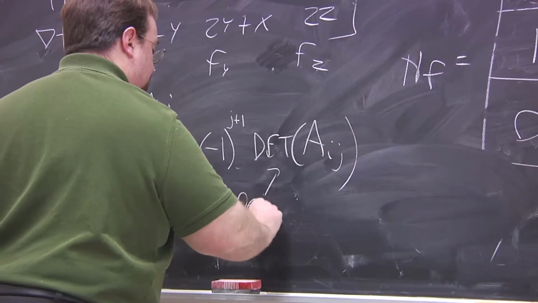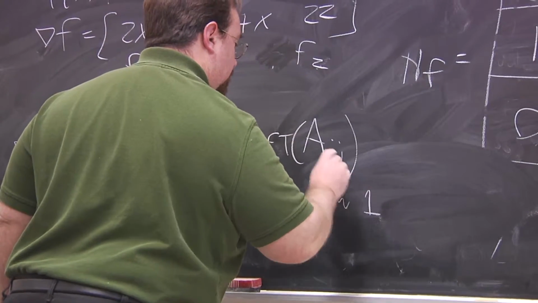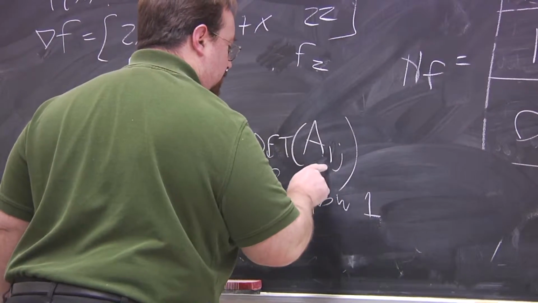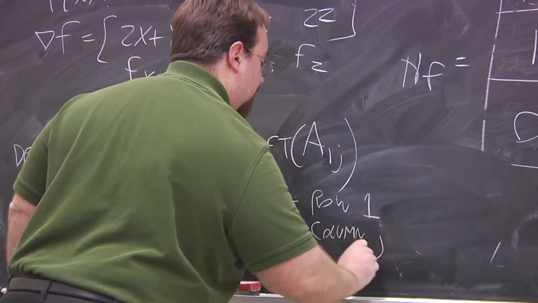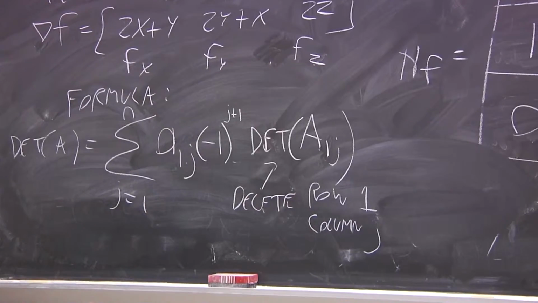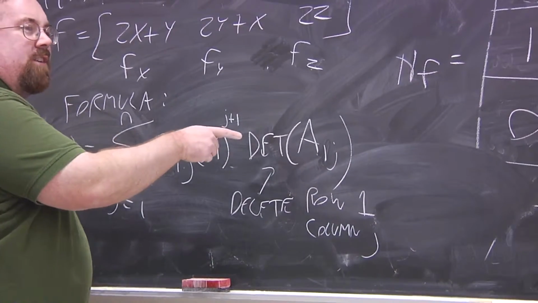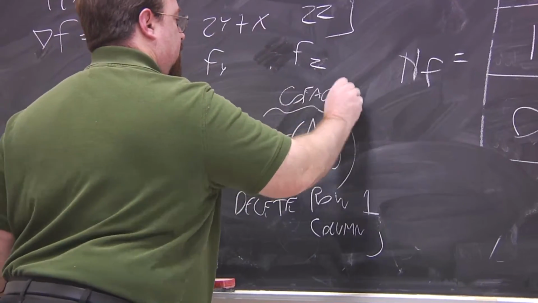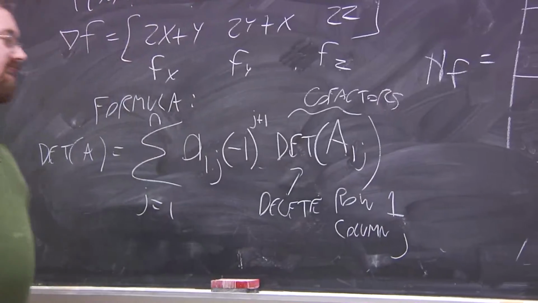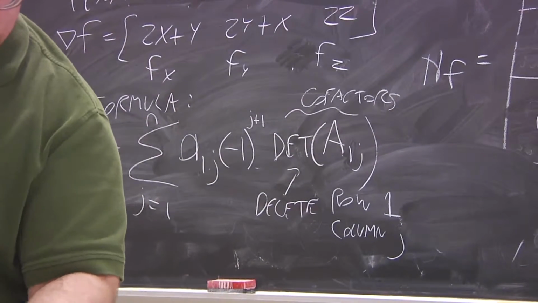You delete row A1J. You delete row 1 in column J. Right. And these are called cofactors, I believe. Okay. All right. Just for completeness's sake.